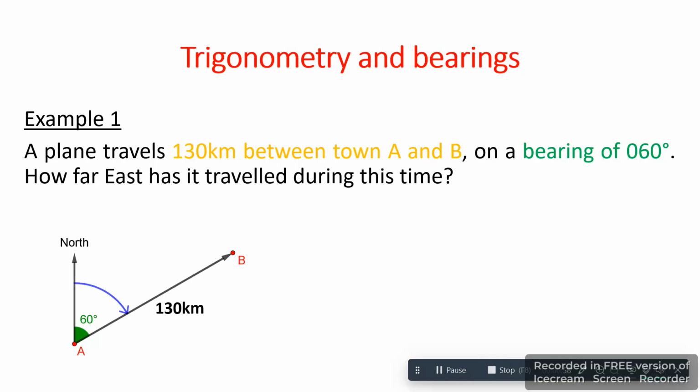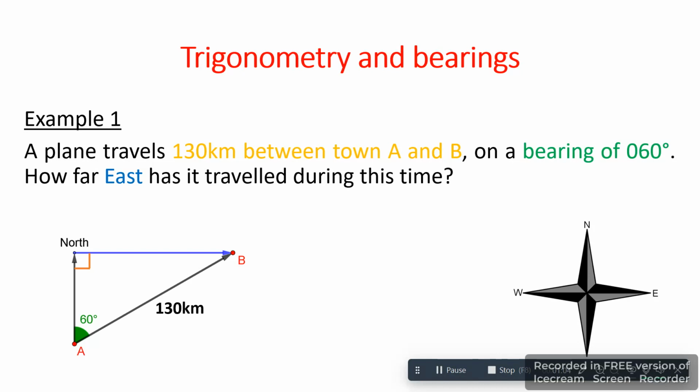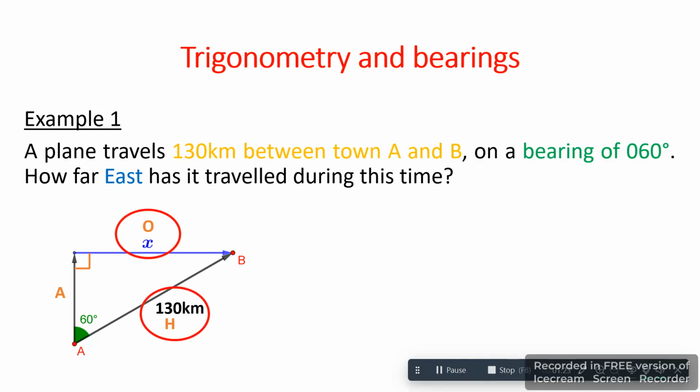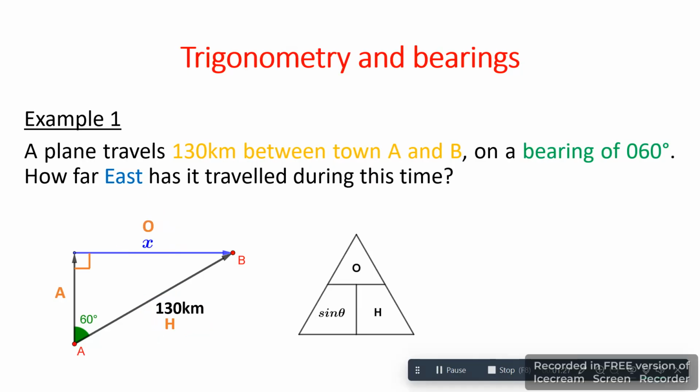Now we're asked how far east has it traveled during this time. Now we know east is to the right and horizontally, so we're trying to find this distance x, which is the distance how far east it travels as it goes from A to B. Right, now this becomes a trigonometry problem. So let's get into labeling sides. We want to find out the opposite, and we know the hypotenuse, so we're going to use the sine ratio.